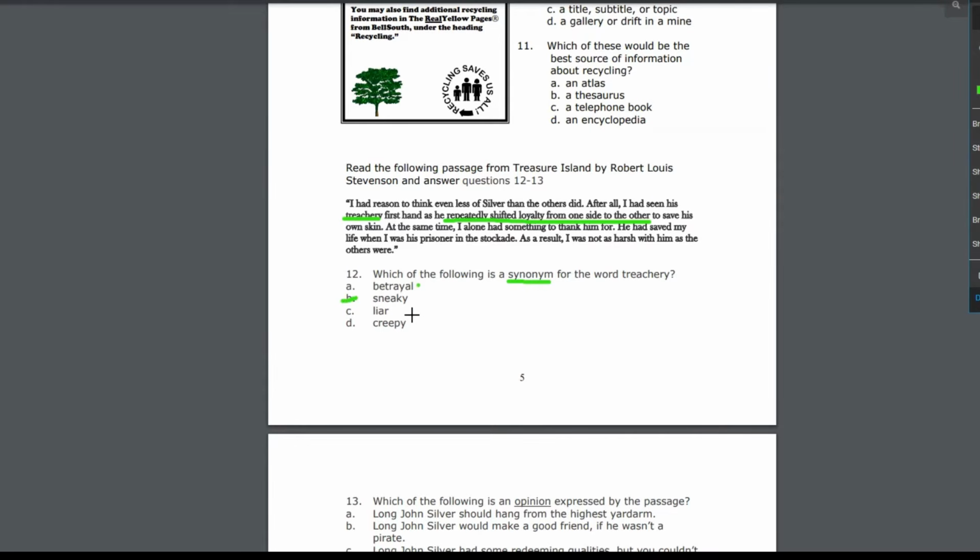All right, liar. We didn't see anything specifically in the passage that said he was a liar. Could he be a liar? Of course, if he's switching sides, I'm pretty sure he's a liar, but we don't have the evidence to support that, so we have to eliminate that one. And then creepy. I didn't see anything in this paragraph that made me feel like he was. Is it impossible for him to be that? No. But again, we have to have something that supports that idea. That helped me eliminate that, which confirms our assumption that it is in reference to betrayal. So you see how you have to go through and eliminate those things that aren't making sense so that you can actually get the points.